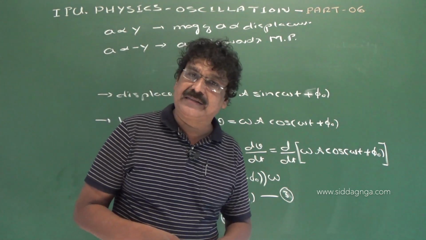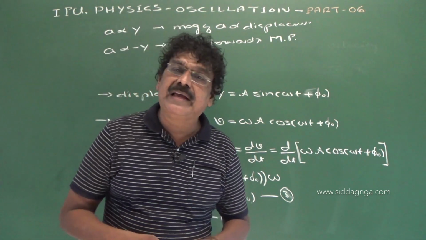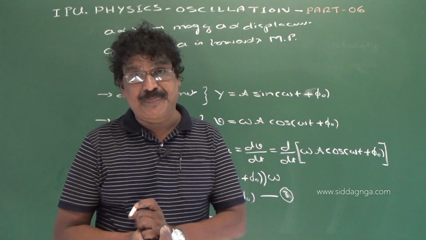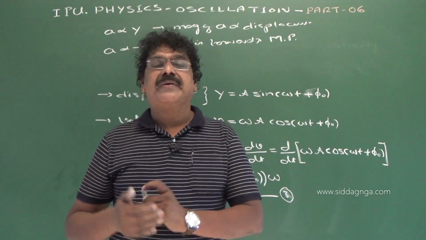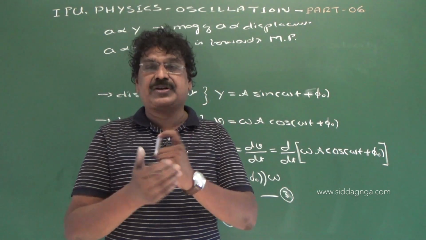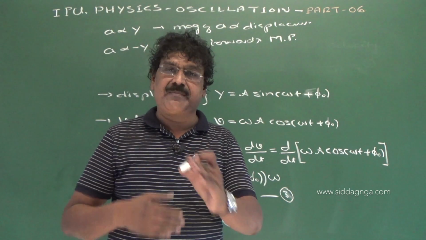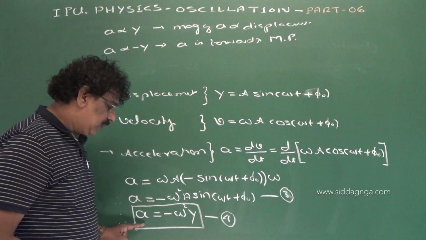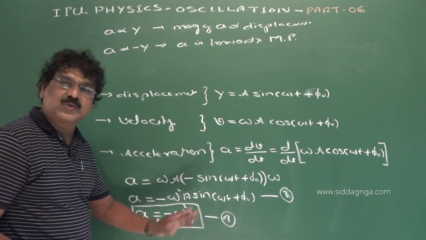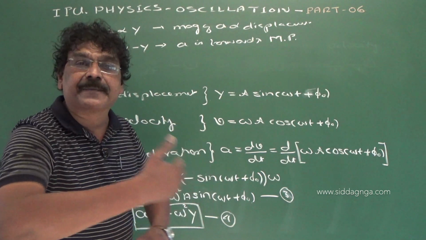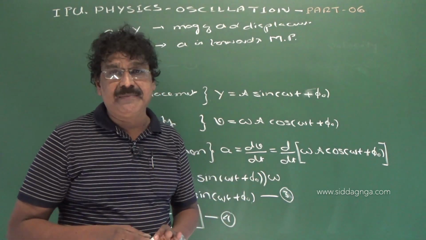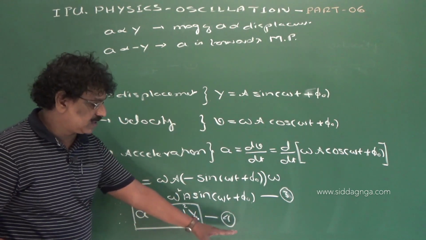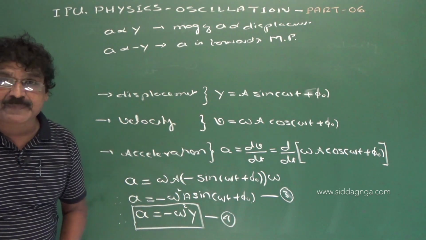Why I am telling these things is, while deriving an expression for the period of oscillation of a loaded spring, we are using this concept. We show that the oscillation of the loaded spring is a simple harmonic motion by finding its acceleration, which comes out to be A is equal to minus omega square y. Then we will find the expression for time period. Is it clear? A is equal to minus omega square y, equation 4. We have taken it.